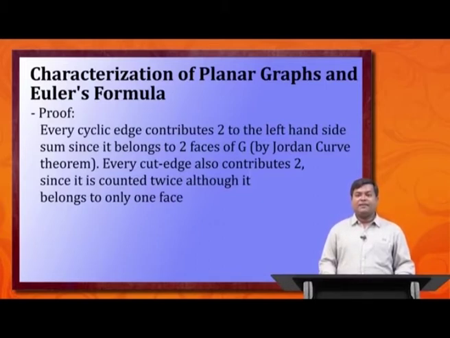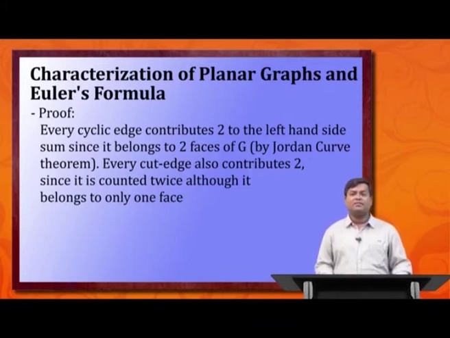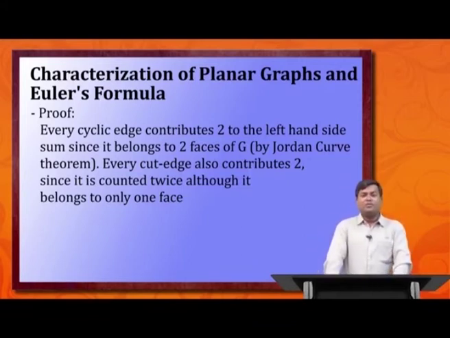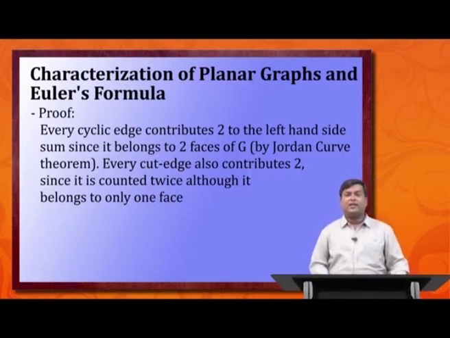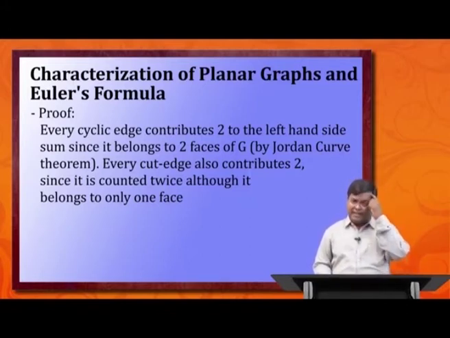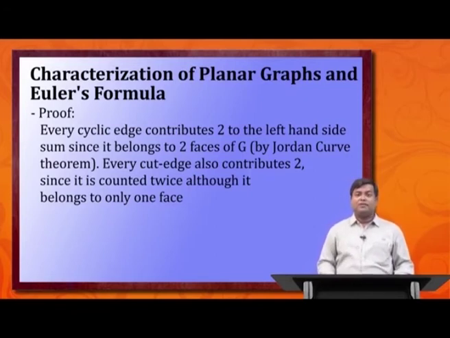In a graph, the edges will be either a cyclic edge or a cut edge. Now as per remark 1, we know that every cyclic edge will contribute 2 to the calculation of the degree. And we also found that every cut edge is actually counted twice while calculating the degree. So if we have a total of m edges in the graph, the total degree equals twice m.